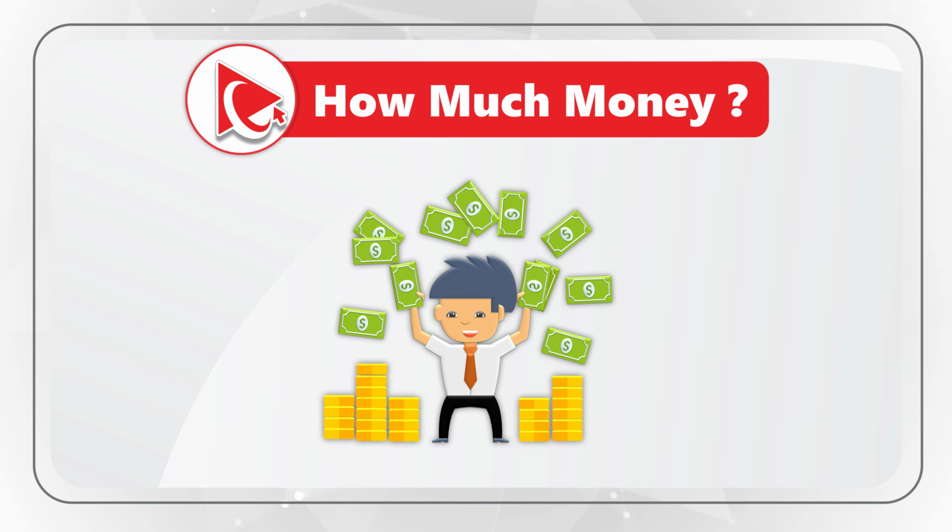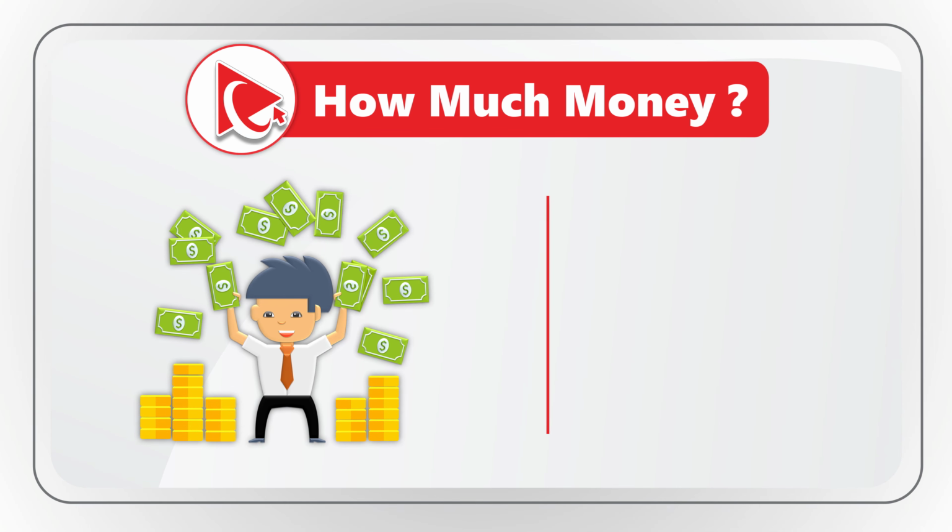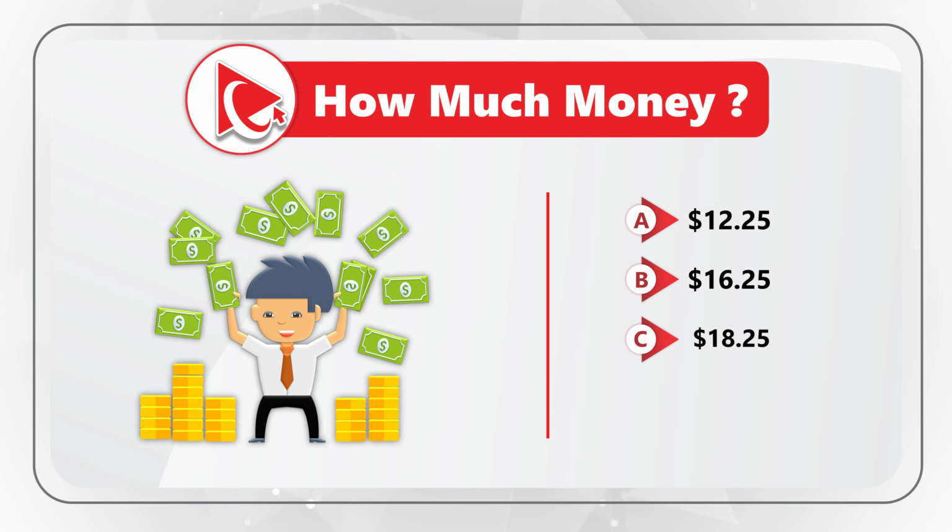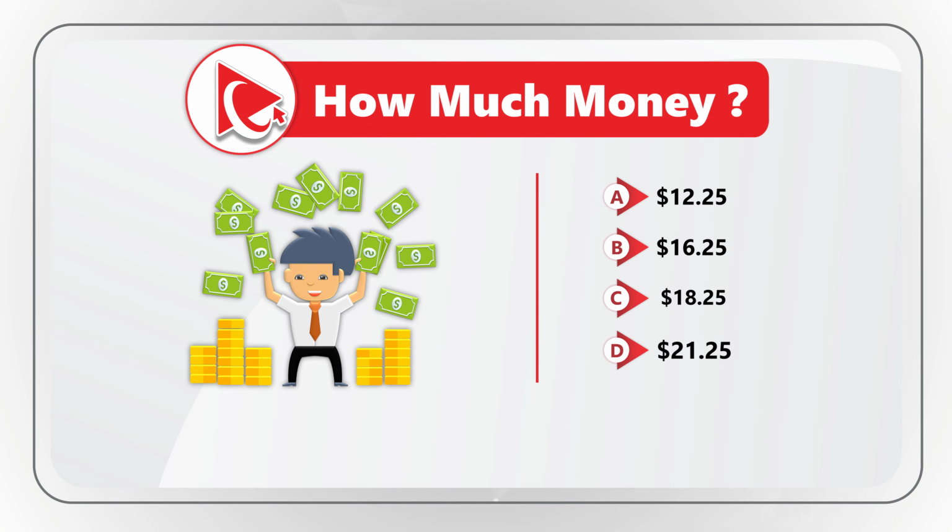Your answer will be 1 out of 4 different choices. Choice A, $12.25. Choice B, $16.25. Choice C, $18.25. And last but not least, choice D, $21.25. Please pause this video if necessary, do your counting, and post your answer in comments. This would allow me to give you my feedback. Thanks for participating and good luck.